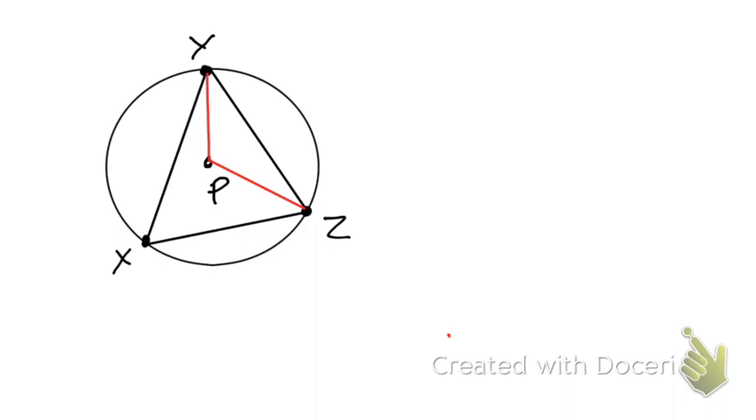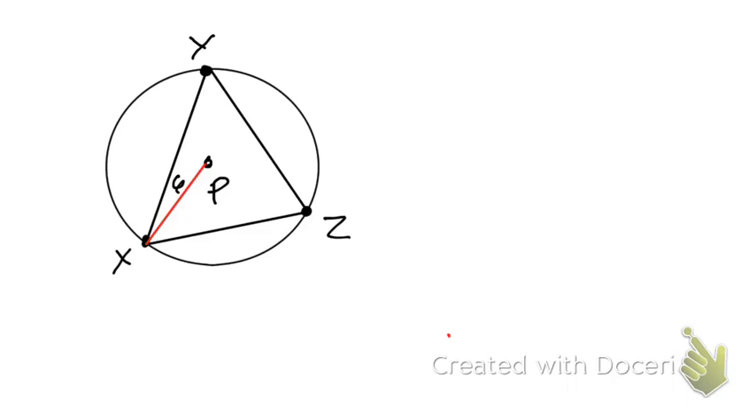We could connect it to Y and we get the same answer. We connect it to X. We'd all get the same value. So let's just start with X and say that, okay, our radius is 6, so this distance is 6. All right, but that doesn't help me too much because I don't have any triangles or anything like that.